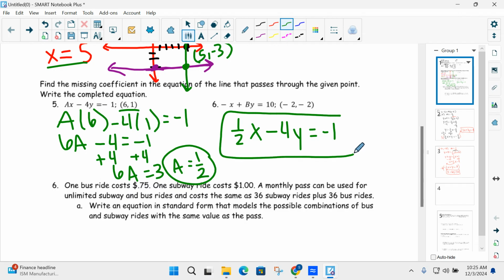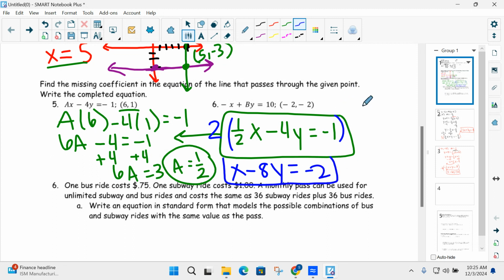That is an acceptable answer. However, if you want to make it proper, you can multiply everything by 2 to clear the fractions. So x minus 8y equals -2. Okay, I would not take off points if you just left it like this because that's the a that you got when you solved for a, but this is another step you can do to make it proper.